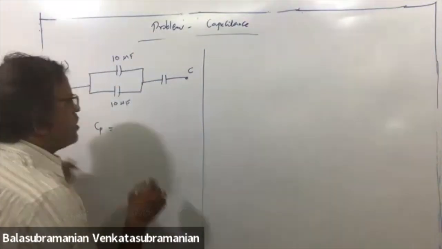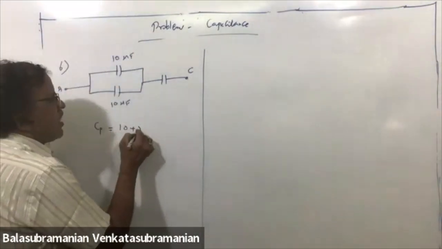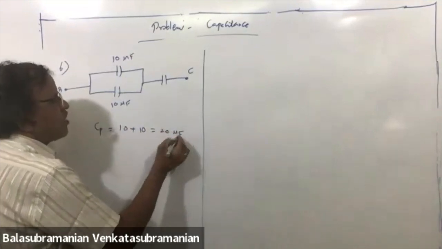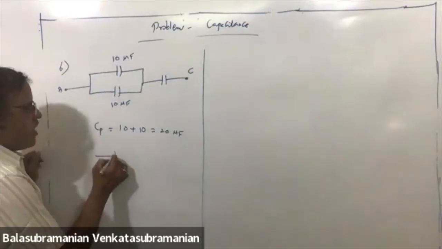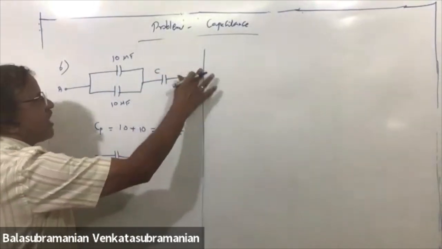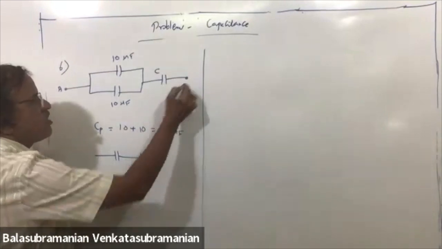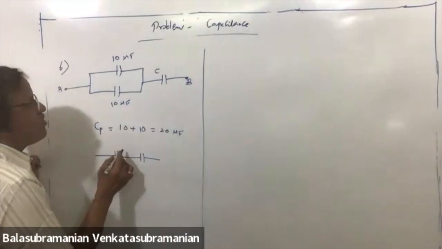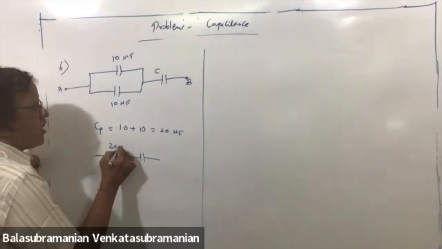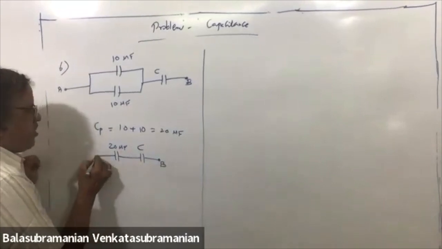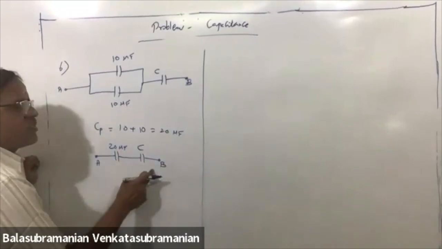So I can write 10 plus 10, 20 microfarad. This 20 microfarad and one more capacitor C is connected. You can take it as B, because with capacitor C, confusion will come. So 20 microfarad, and this is C. Between A and B only, these two are in series.